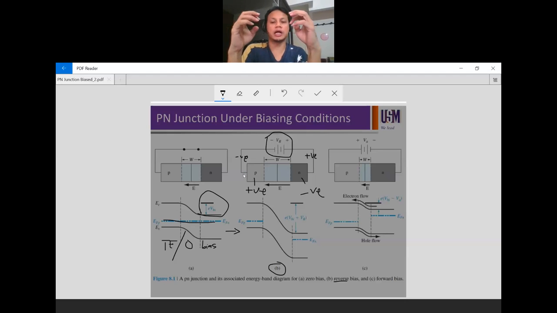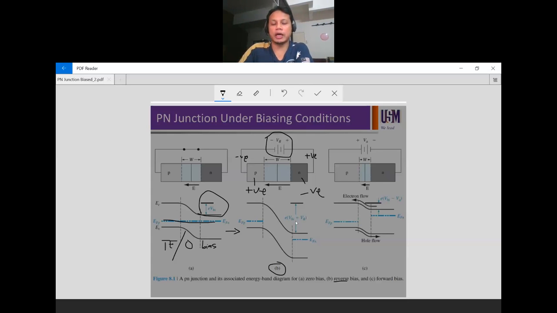So as a result, you also have your barrier height increases and your majority carriers stay away from the depletion region. So when you go away from the depletion region, of course it's a lot harder for you to cross the junction. Okay.